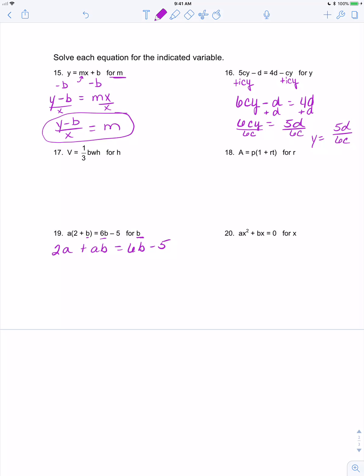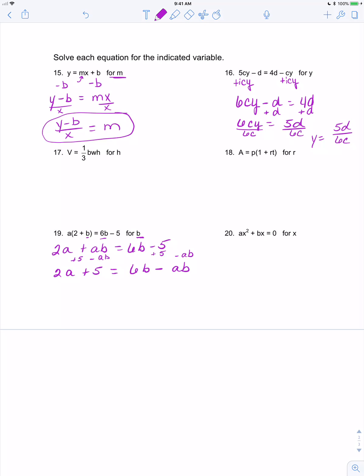So how in the world are we going to isolate a b? Well, we're going to get all those b's on one side and everything else on the other side. So we're going to add 5 over here, but then we're going to subtract this ab on both sides also. Okay, so that's going to give us 2a plus 5 is equal to 6b minus the ab.